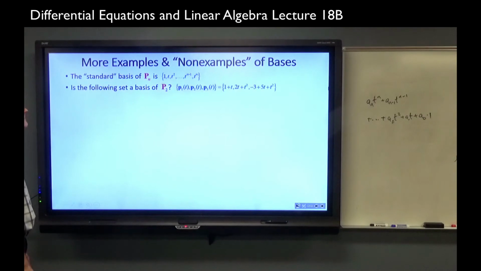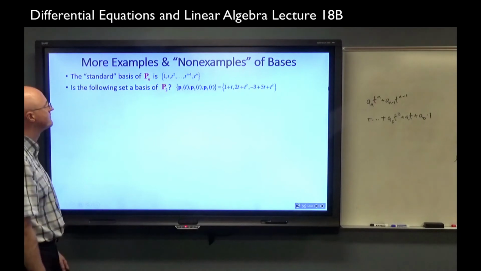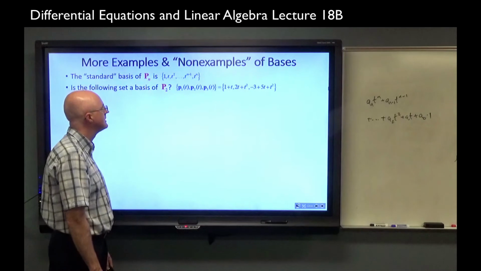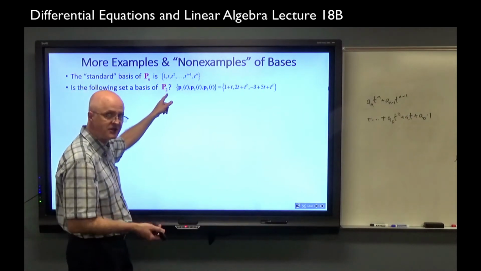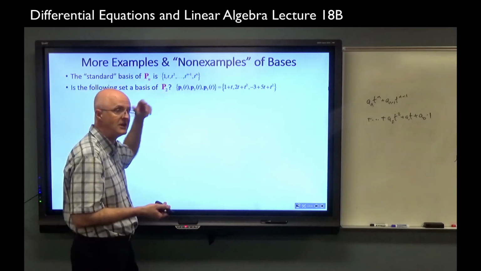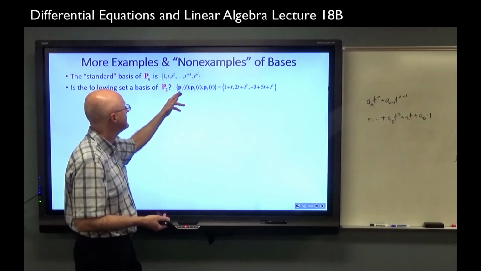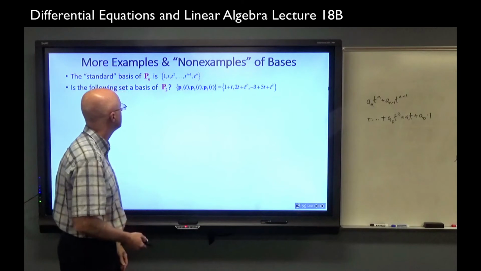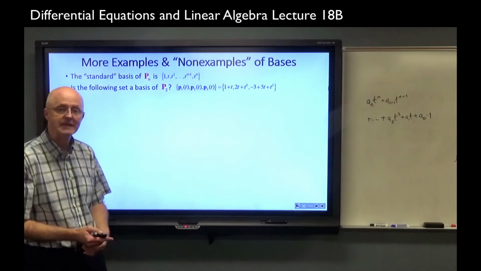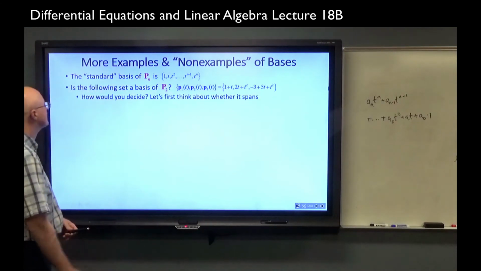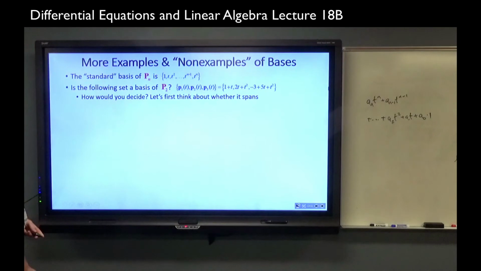How about this one for P2? Is that a basis for P2? P2 is the set of all polynomials of degree less than or equal to 2, where addition of polynomials and scalar multiplication is defined in the usual way. Do these form a basis for P2? We'd have to check the conditions. Are they linearly independent and do they span? How would you decide? Let's first think about whether it spans.